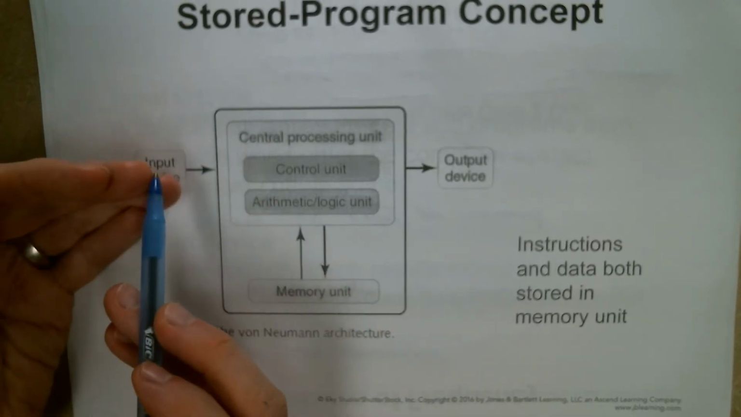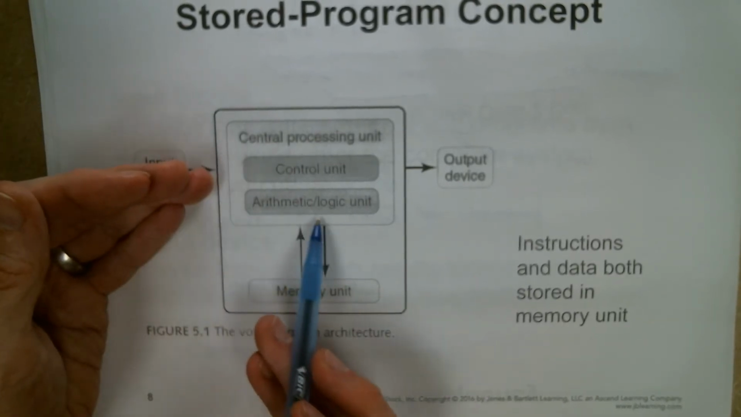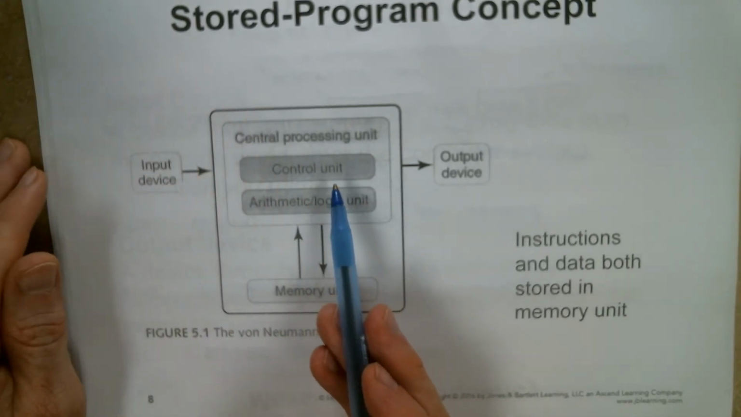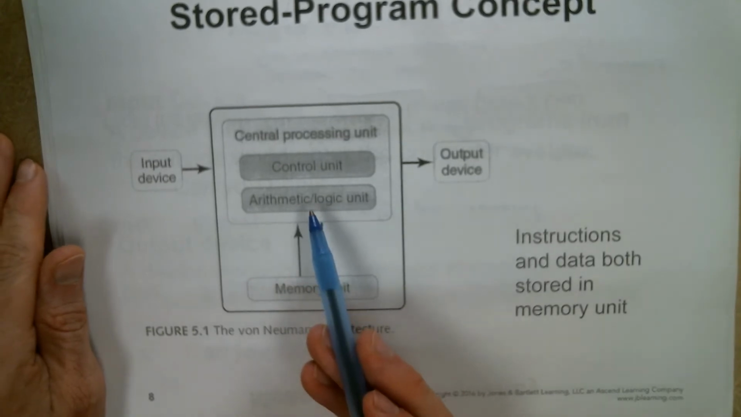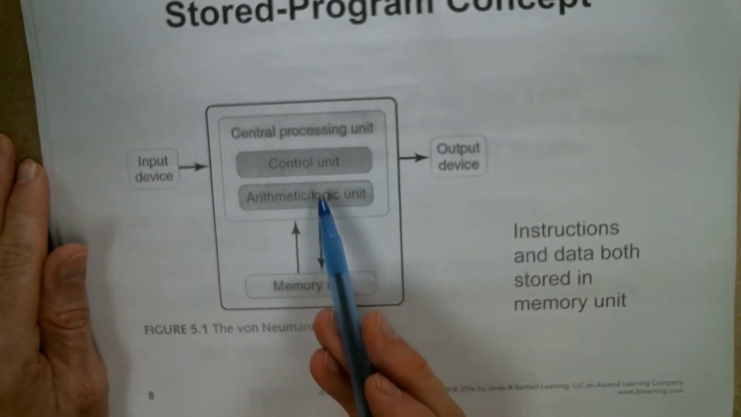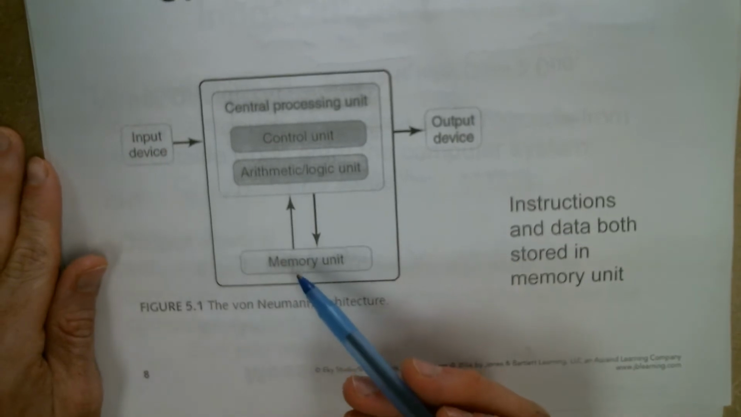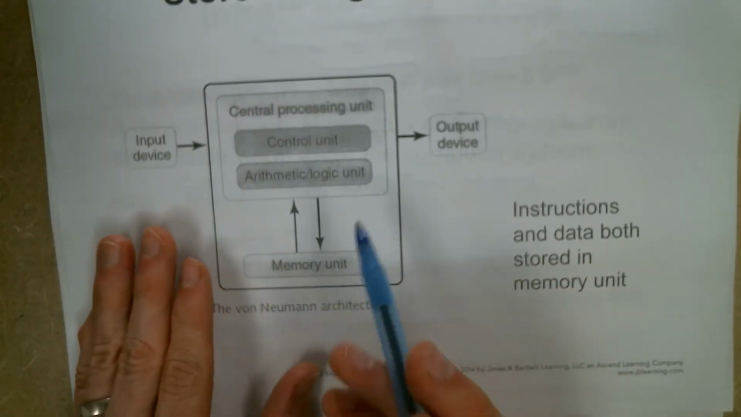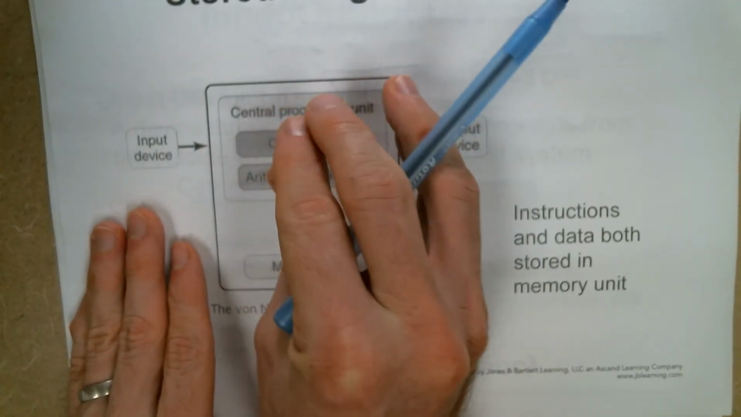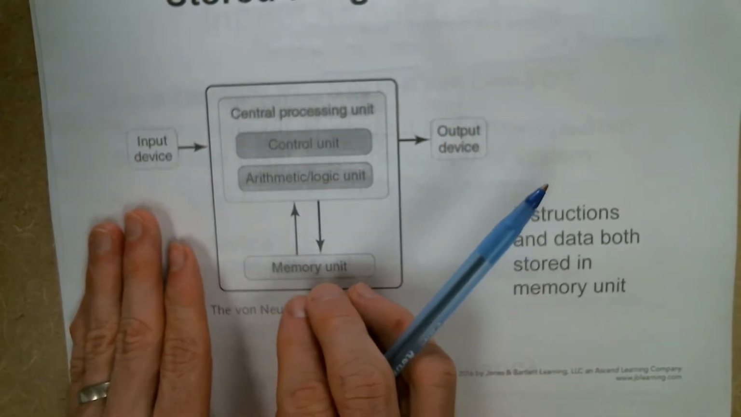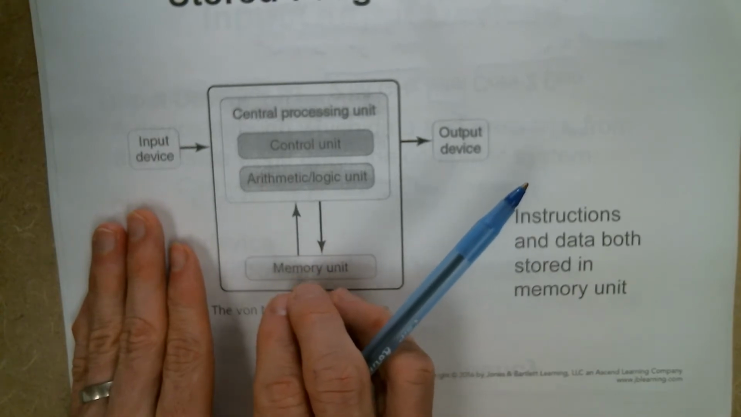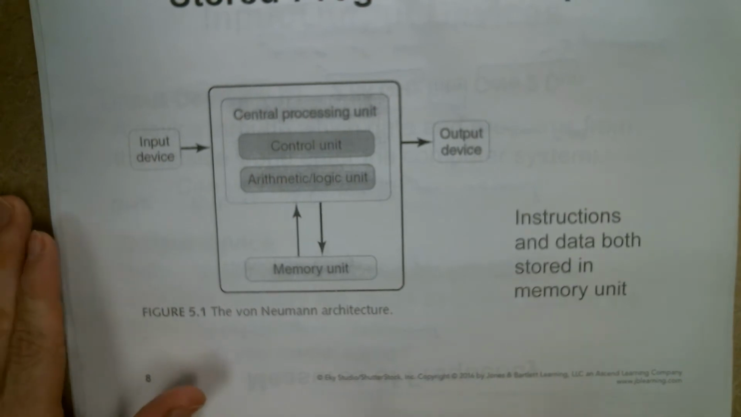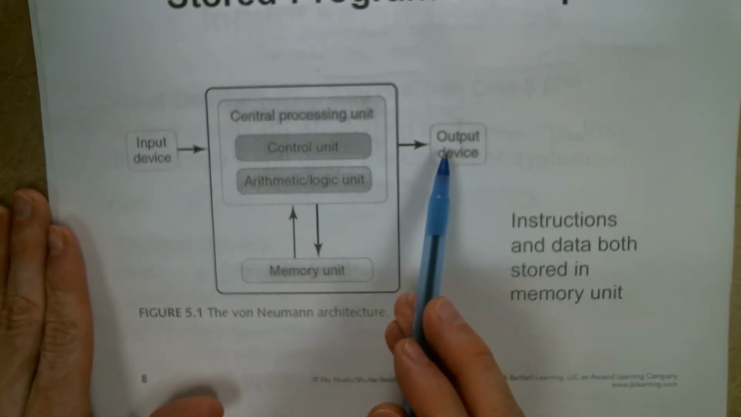So you have input devices that feed into the machine. You have a CPU, which is like your processor, that's primarily broken down into a control unit and an arithmetic logic unit. We'll talk about both of those in a little bit. And then you have a memory unit. This memory contains instructions and data, but basically this processor will retrieve instructions and data from memory. It'll feed them back in, perform whatever calculations it needs to perform, and then eventually it'll send things out to an output device.